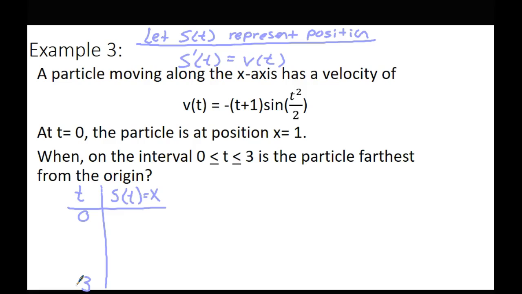So other than endpoints, what else do we want? We want critical values. And how do you find critical values? You find where the derivative equals 0. So what we're going to do is graph this function, and find where it equals 0 on our calculator. Instead of setting it equal to 0 and solving it by hand, when you have an ugly function, we use our calculators. So go ahead and start by graphing that function.